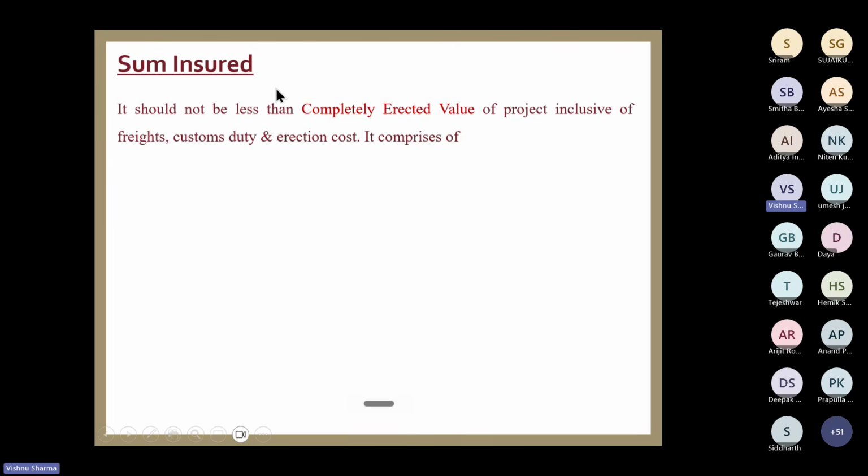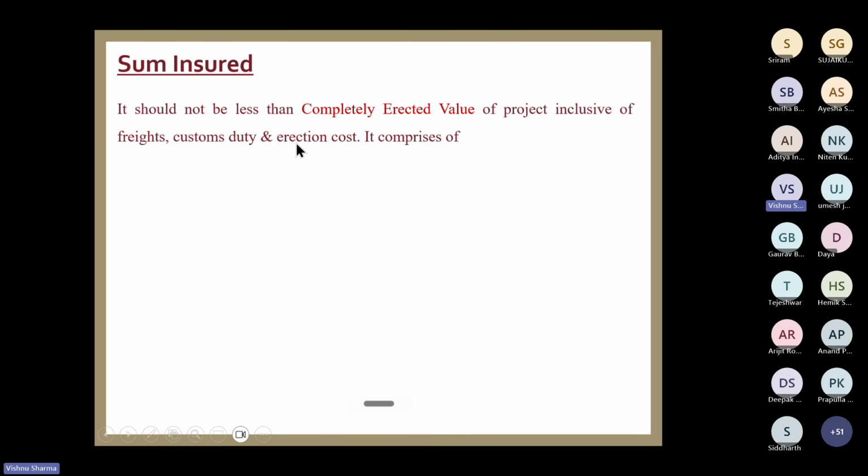Now let us come to sum insured. How to fix the sum insured of the plant? The guideline is that it should represent the completely erected value of the project, inclusive of freight, customs duty, erection cost, everything. So the total completed value of the project should be the sum insured.